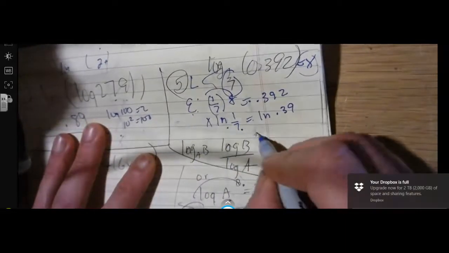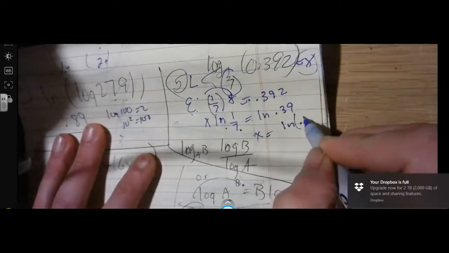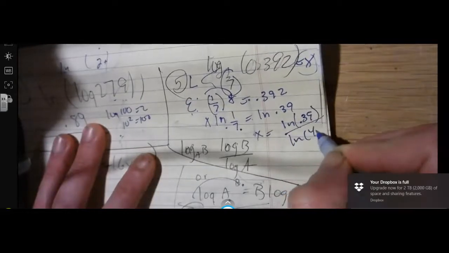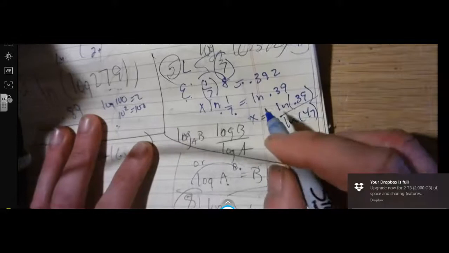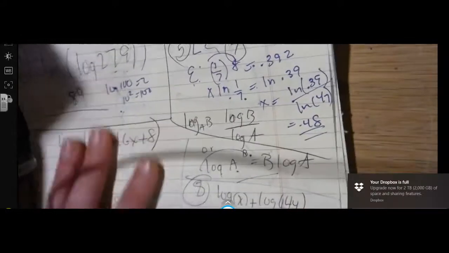So then x is going to equal simply the quotient of natural log 3.39 over the natural log of 1/7. And if you do that out, you should get an answer of 0.48. Make sure you do that in your calculator so you can get that answer yourself.